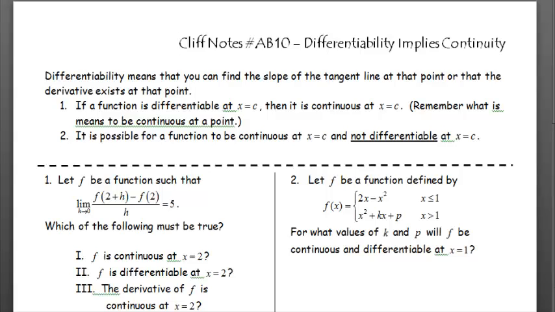All right, look at number 1. Let f be a function such that, and you've got this long formal derivative here. That's a derivative. So I don't know what my function is. All I know is that whatever my function is, once I find the derivative, I want to evaluate it at 2. So this whole thing means what's f prime, the slope at 2? Well, we've got an answer. It tells us that the slope at 2 is 5. So the slope of the graph is 5. Which of the following must be true?